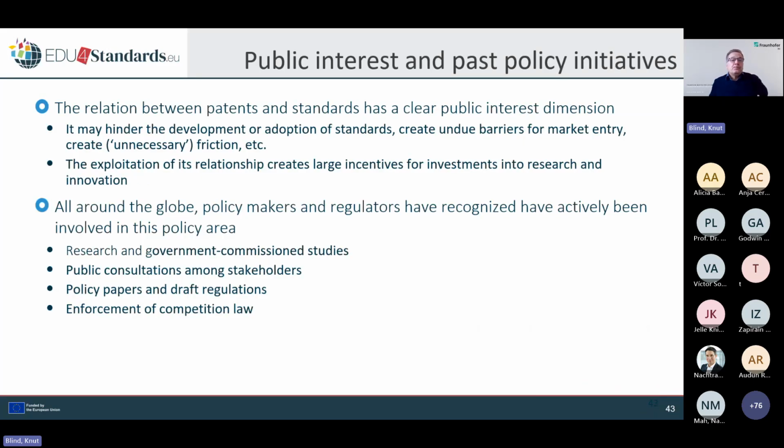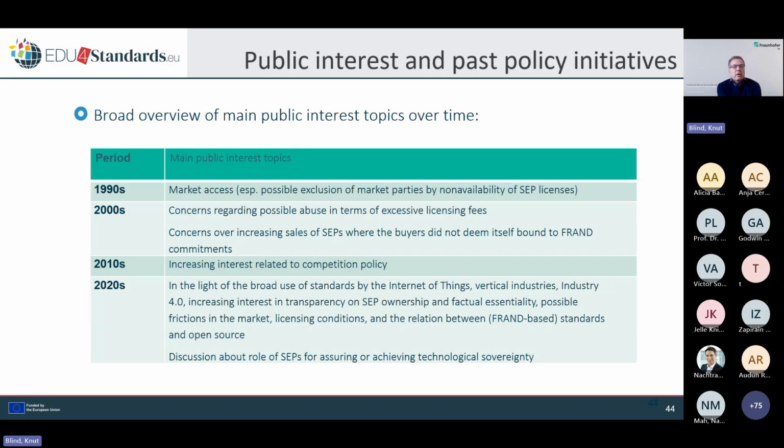Public interest, that means the regulators and governments, are keen that standards are adopted and do not create market barriers. And the regulator is also interested that there are sufficient incentives to invest in research, development and innovation, and therefore there were different activities, studies, and also regulations. At the very beginning it was more focused on market access, that means everybody gets in. Then abuse of licensing fees was also an issue in the 2000s.